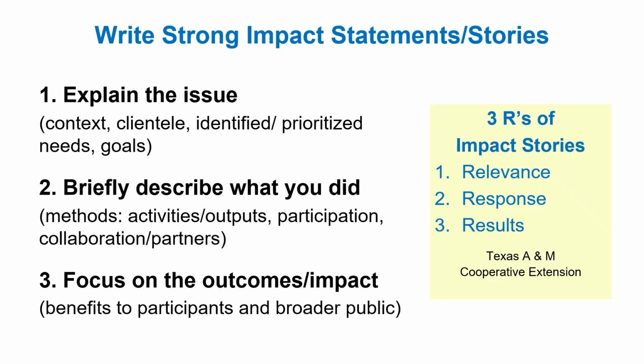So how to write a strong impact statement? Please attend the training that Christina and Catherine lead in fall. But overall, this is what we can think of: relevance, response, and results, taken from Texas A&M. So you explain the situation, right, the needs assessment part, and then briefly describe. As I said, your outputs are also important. It's not that they're not important. You have to describe your outputs. But focus more on the benefit to participants and the broader public. So both the private value and public value have to be clear.